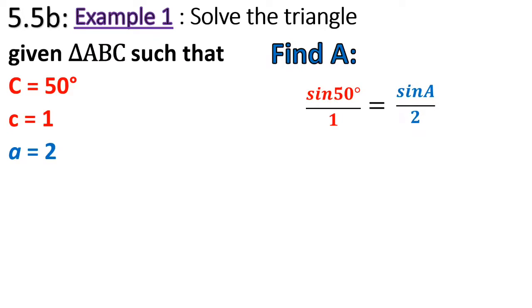To get the sine of A alone, we will cross multiply and divide. Sine of A is 2 multiplied by the sine of 50 degrees all over 1. Next, we want to get angle A alone. What is preventing angle A from being by itself is the application of sine. To get rid of sine, we need to apply inverse sine. What we do to one side, we do to the other.